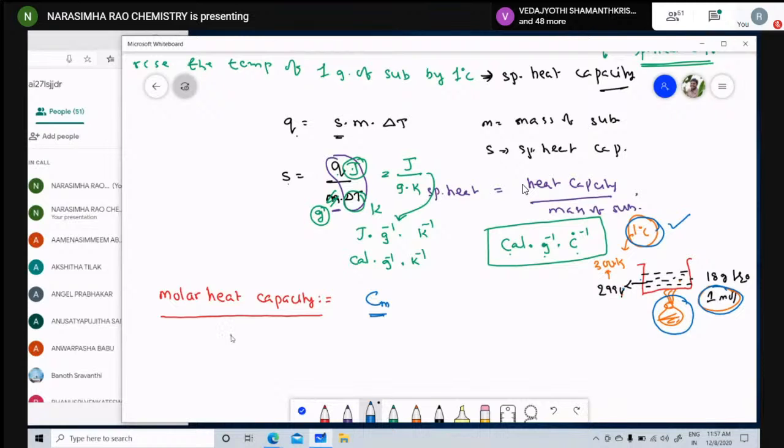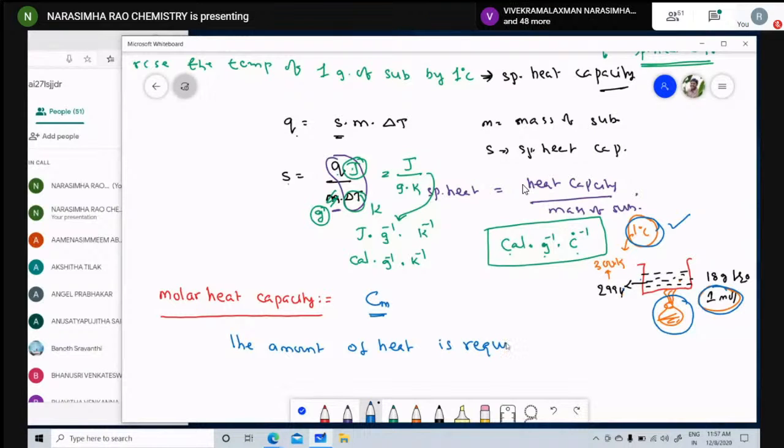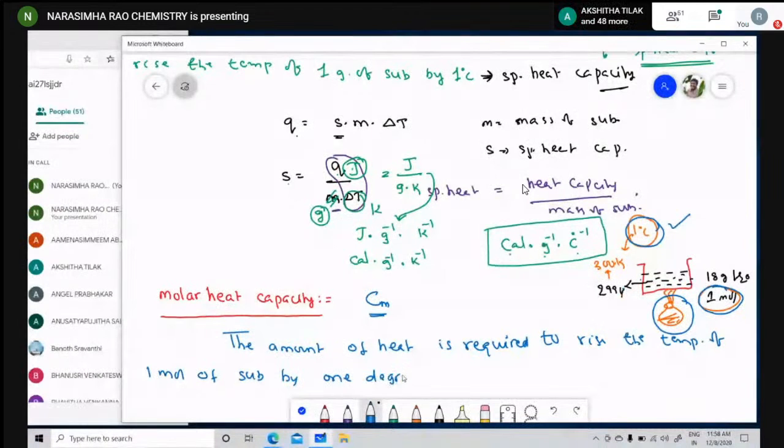Right, children. The amount of heat required to raise the temperature of 1 mole of substance by 1 degree or 1 degree Celsius is called molar heat capacity.